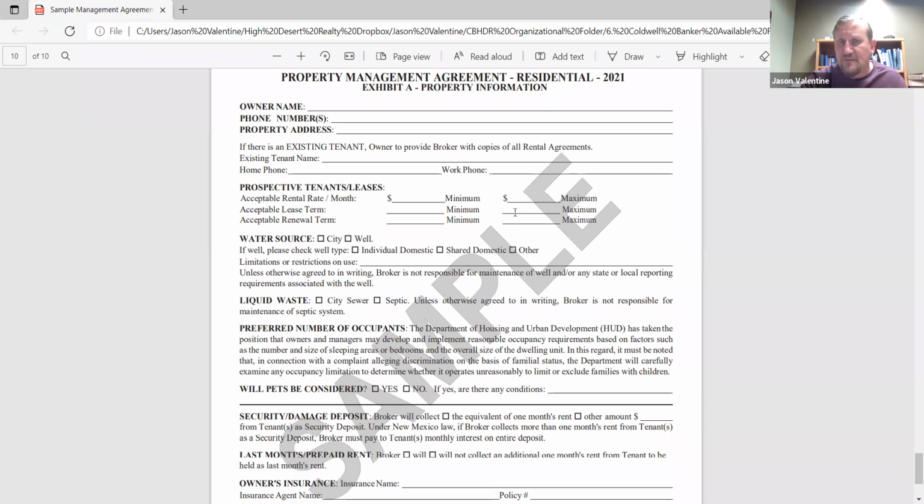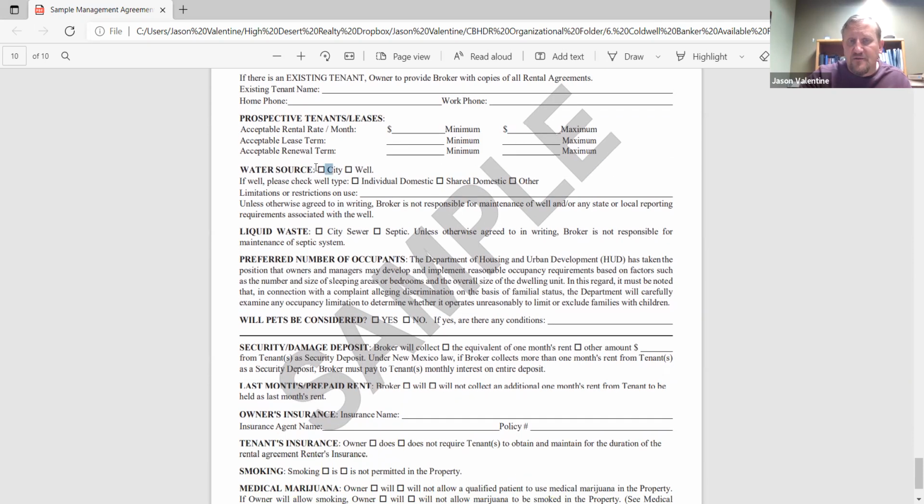And so we want to keep these updated from time to time because rents do gradually increase, and we want to make sure that you're getting the very best return on your property. We also have the acceptable lease terms. Sometimes owners want shorter leases, 6 months. Sometimes they're okay doing leases up to 24 months. So this is just telling us what the minimum and maximum time is that we can put somebody into your property. And then acceptable renewal terms, same type of thing, whether it's 6 months, whether it's 1 year, what have you. Water source, this is just letting us know that it's either on city water or well.